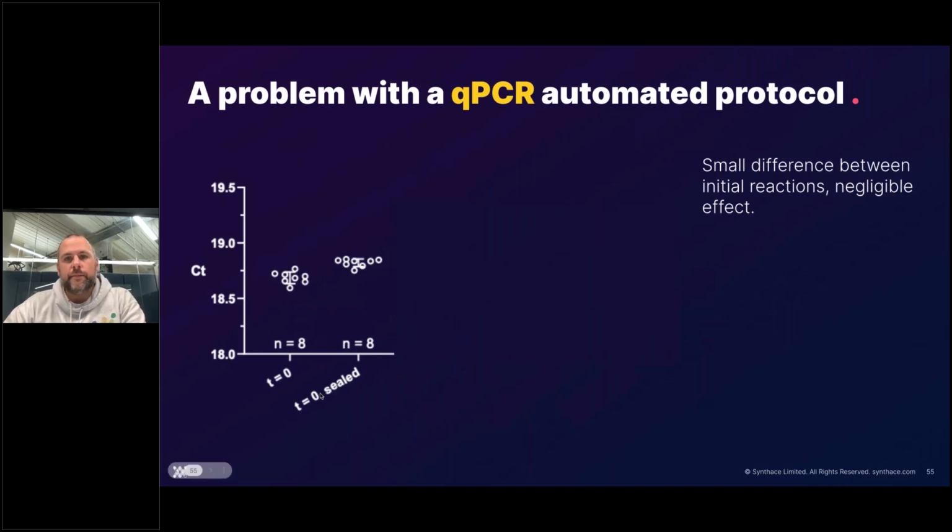Looking at the reactions from time zero, we can see a negligible difference between sealed and unsealed plates for the final plate. So that's good, and maybe our focus should be on the initial source plate.